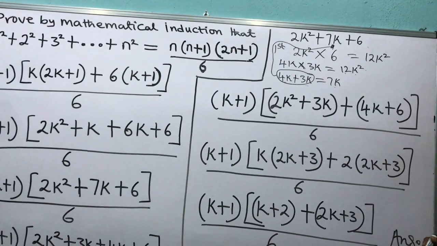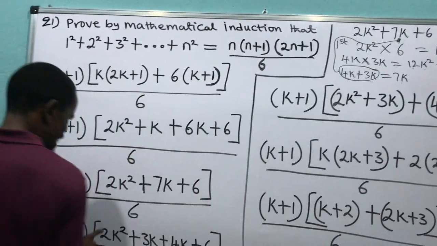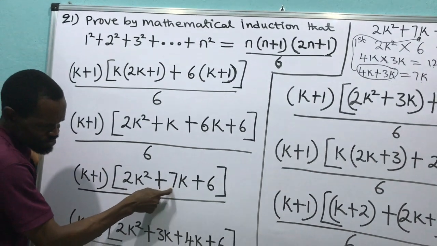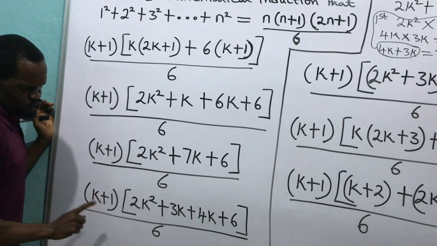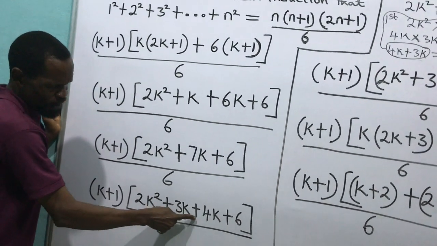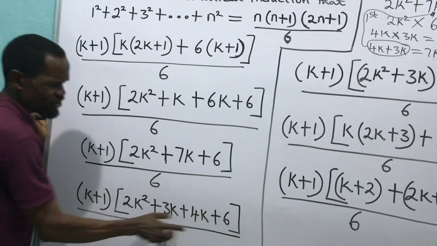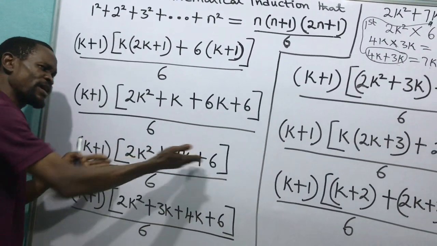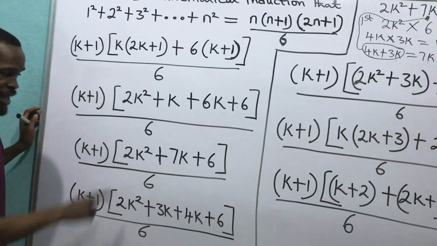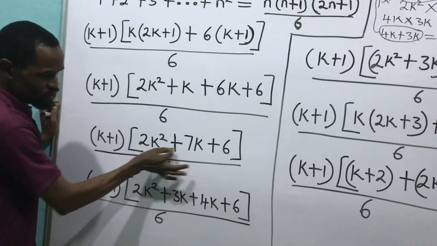And that's what we did here. Well, look at it. I cannot say that I will remove this what? 7k. What am I going to do? I will replace it with 3k plus 4k plus 6. I have made this what? Expression to be what? 4 in number. Here there are 3 in number. Look at it. 1, 2, 3.